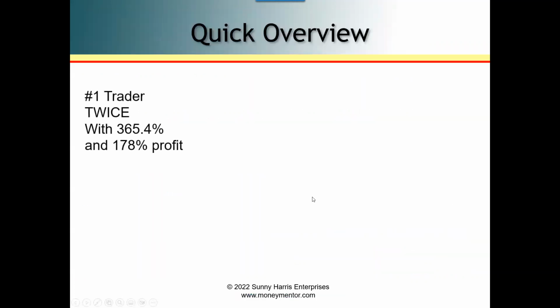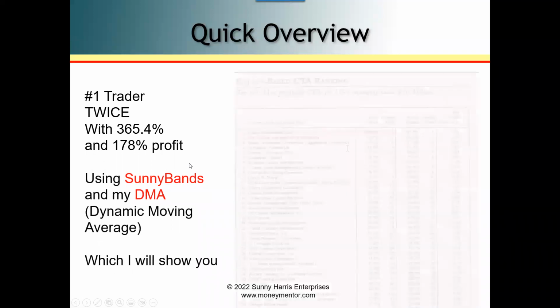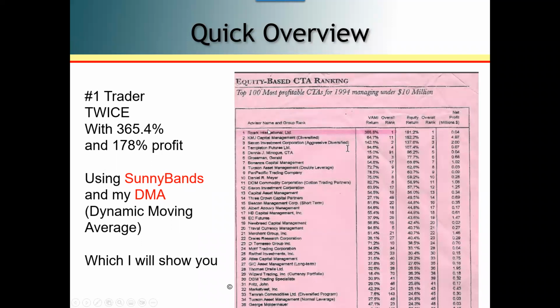So just quickly, I was #1 commodity trading advisor twice, two adjoining years. And they were using SunnyBands in my DMA, which I'm going to show you. And there you can see Rourke International right on top. The next runner up was 142%. I made 365%.